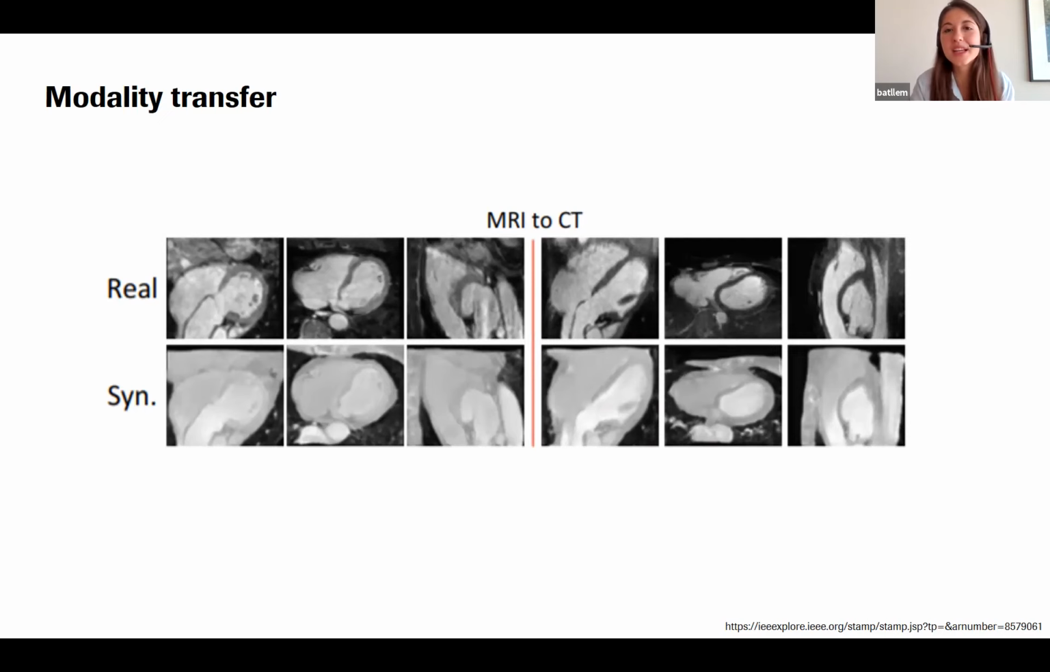In this example, in the same way that style transfer allowed us to transform zebras to horses, researchers were able to transform MRI images to CT images with great quality. This facilitates availability of data from different modalities and benefits segmentation tasks.